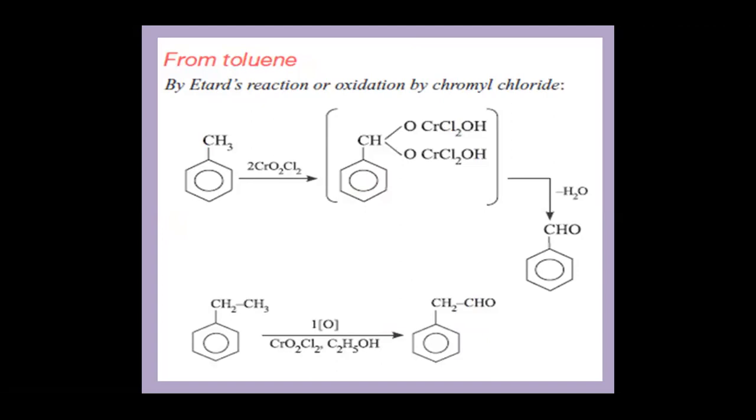From hydrocarbons, such as aromatic hydrocarbons like toluene: toluene on oxidation by chromyl chloride can give aromatic aldehydes such as benzaldehyde. This reaction is known as Etard's reaction.